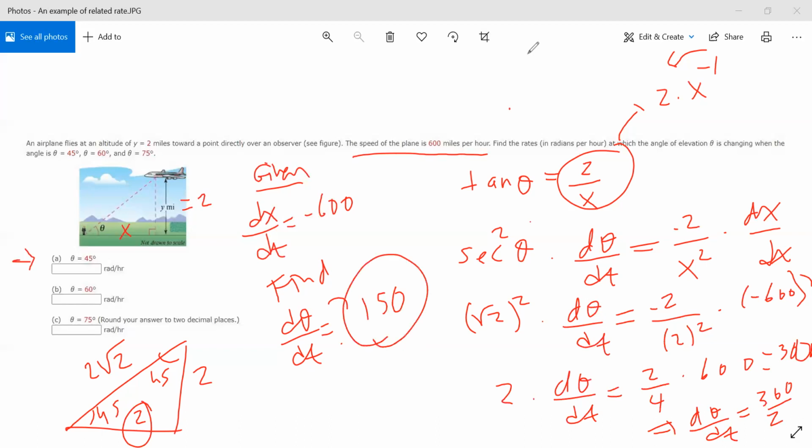Okay, so then you just need to convert this to radians per hour, right? So this is 150, so d theta over dt will be that. And then you will just do the same thing for parts B and C, where only the angle is changing. Everything else is really just the same. Everything I did here is really the same. So now instead of 45, you will be using 75 for parts B and C.